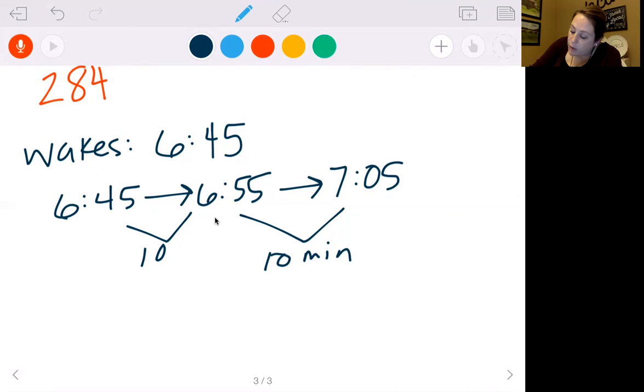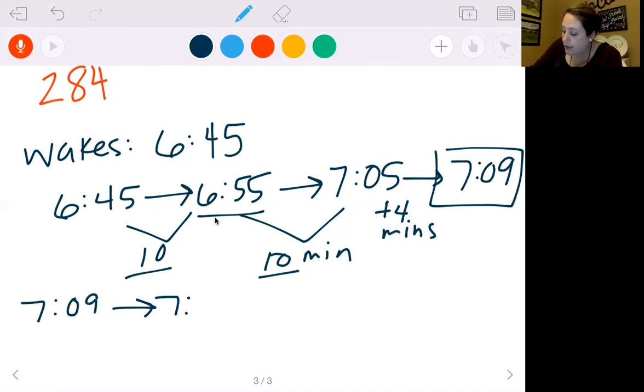Then at 7:09, he starts walking to school, and it takes him 17 minutes. So let's go by tens first. So 7:09 to 7:19 is 10 minutes, and it only takes him 17 minutes. So we need to go 7 more.